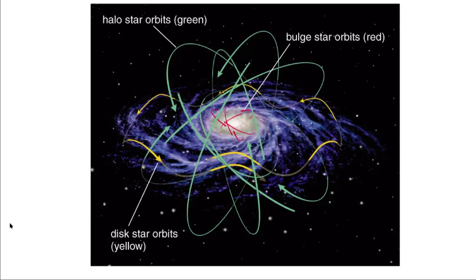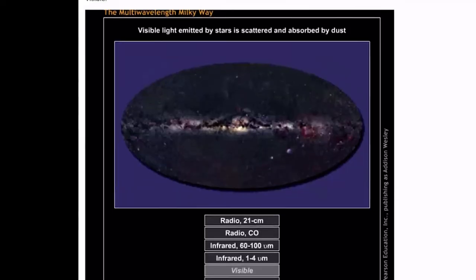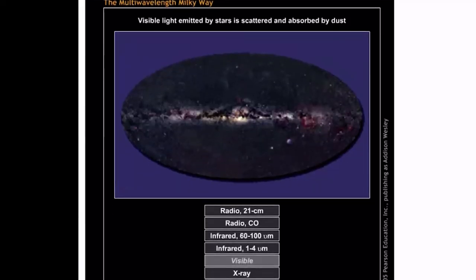Okay, I want to next talk about the Milky Way and how it looks at different wavelengths, because we can get some important information about what the constituents of the Milky Way are by looking at it in different wavelengths. So here you see the visible part of the Milky Way. This is the image that we saw before. And in the visible, what are you seeing? You're seeing the stars in the Milky Way. Almost everything that you see that's bright is either a star or it's a nebula where stars are being formed.